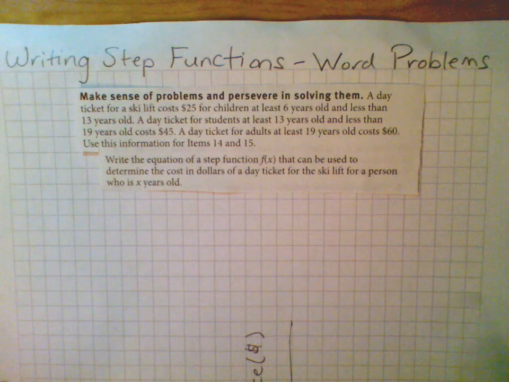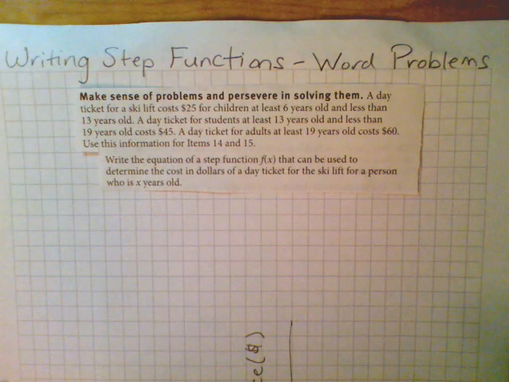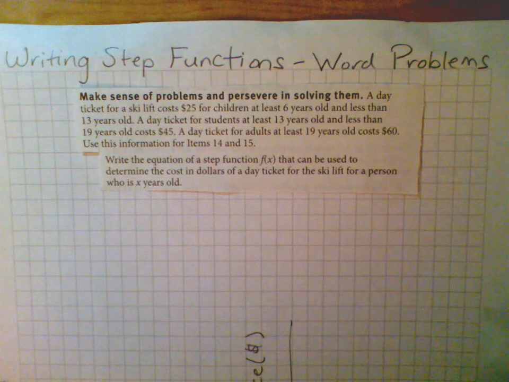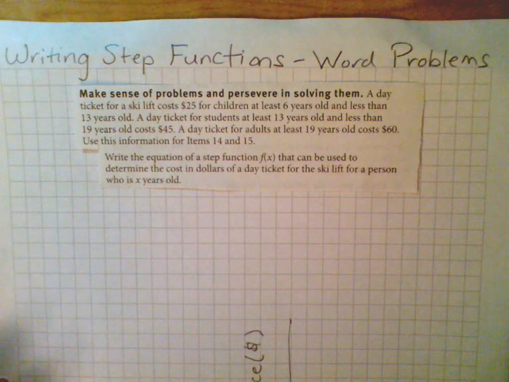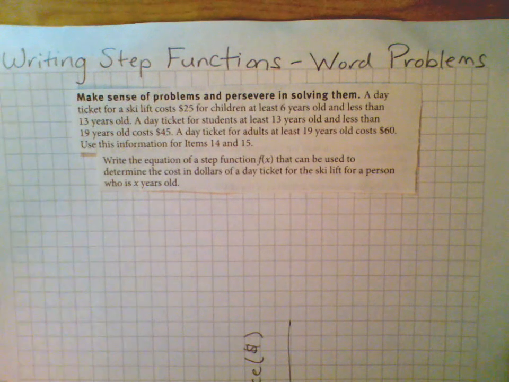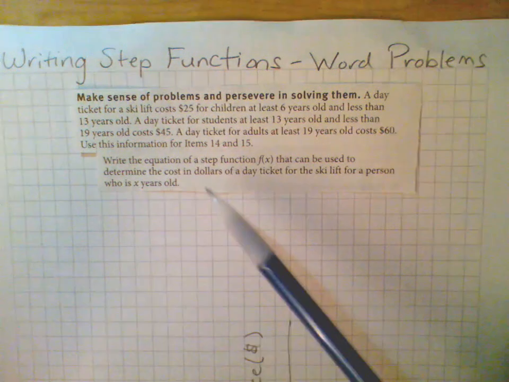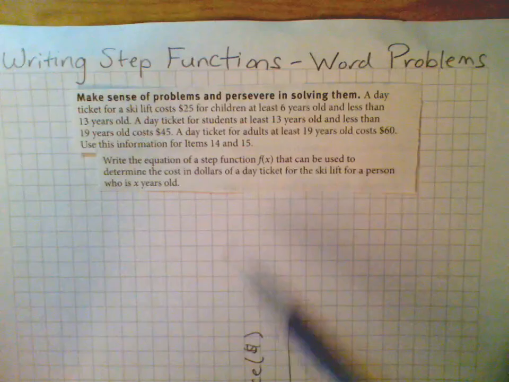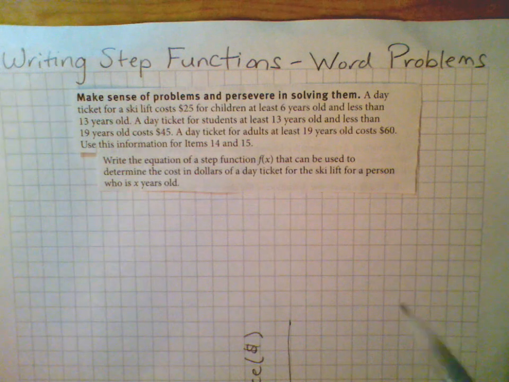Okay, so I'm going to kind of skim through it with you. We're getting information about a day ticket for a ski lift, and it gives the different prices based on the age. So we are going to be able to set up a step function for this. So they want us to write the step function f of x that can be used to determine the cost in dollars of a day ticket, given x years old.